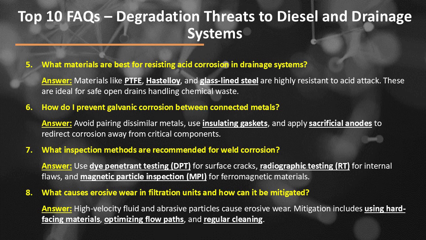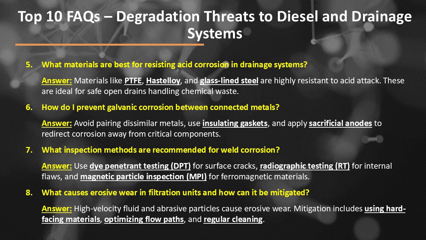Question number 6. How do I prevent galvanic corrosion between connected metals? The answer is, avoid pairing dissimilar metals, use insulating gaskets, and apply sacrificial anodes to redirect corrosion away from critical components.